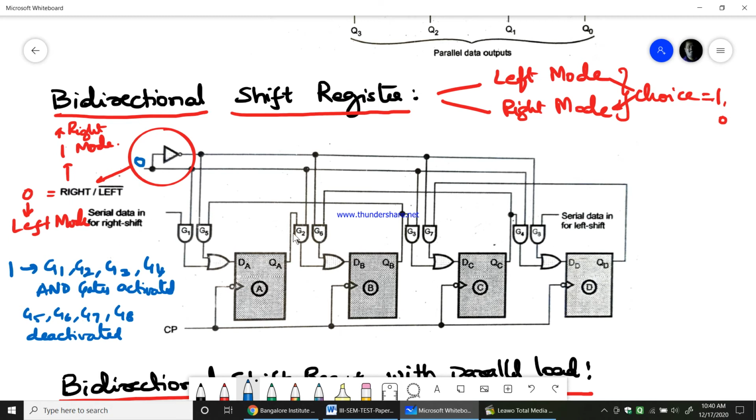this G1, G2, G3, G4 will get deactivated. G1, G2, G3, G4 get deactivated because 0 is directly connected to G1, G2, G3, G4 now. Whereas that 0 is given to the NOT gate and the NOT gate gives 1. Therefore, that 1 will now be given to G5, G6, G7, G8. Therefore, because of 0, G5, G6, G7, G8 are activated.